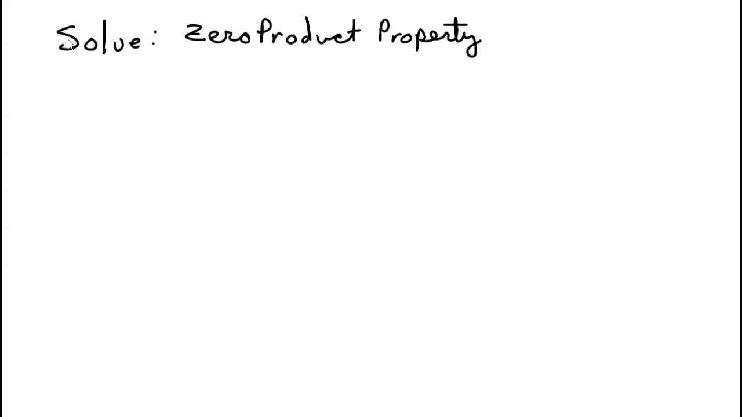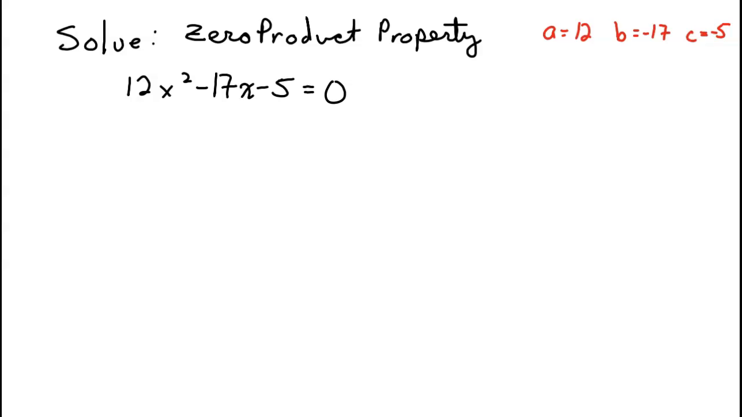So let's look at 12x squared minus 17x minus 5 is equal to 0. And I want to solve this. This is already equal to 0. So I'm going to identify my a, which is 12, my b, which is negative 17, and my c, which is a negative 5.